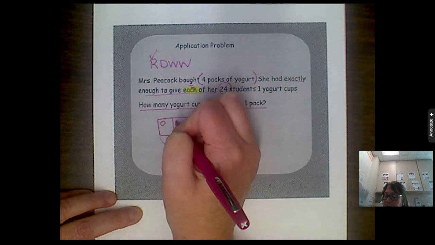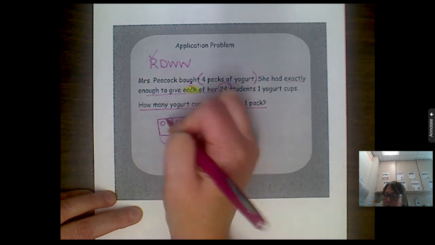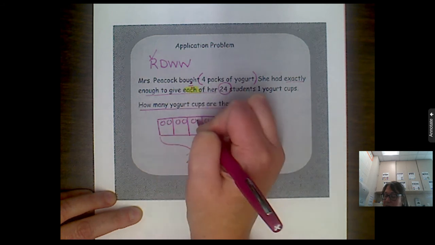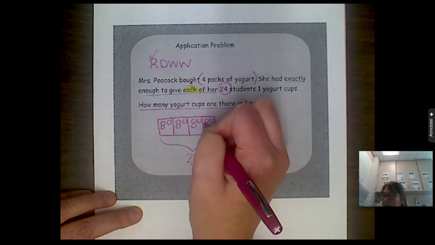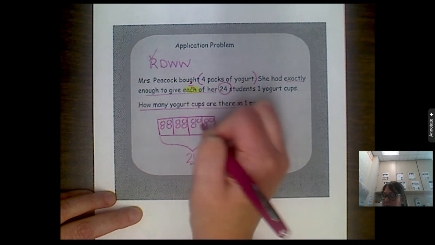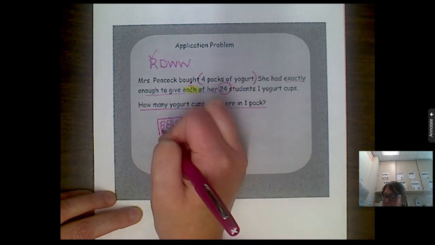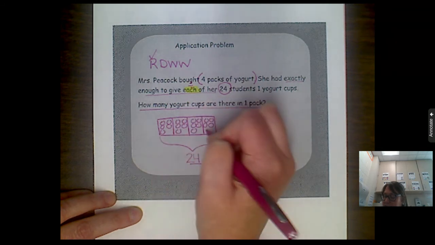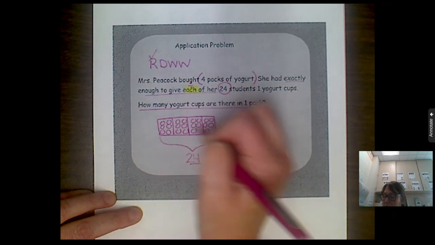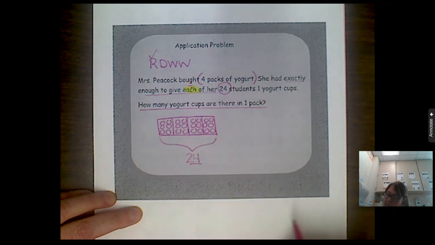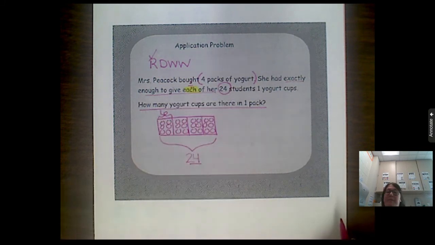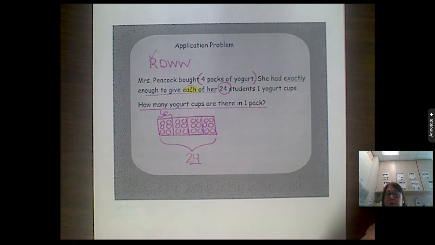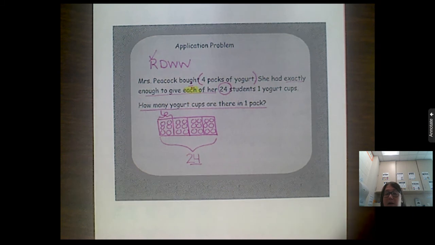1, 2, 3, 4, 5, 6, 7, 8, 9, 10, 11, 12, 13, 14, 15, 16, 17, 18, 19, 20, 21, 22, 23, 24. How many did you get in each group? 6. And remember, boys and girls, if you wanted to, when we do our application problems, you can test it out by yourself first and then come back and check. You're welcome to.